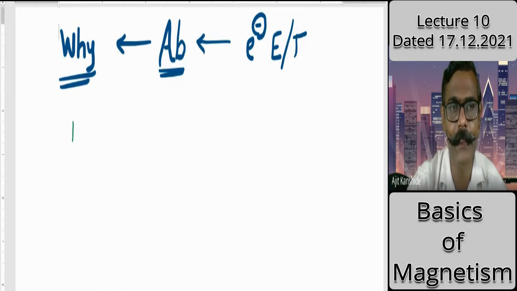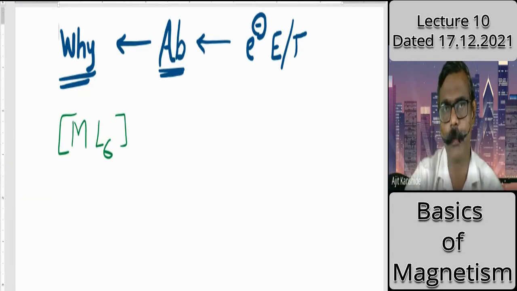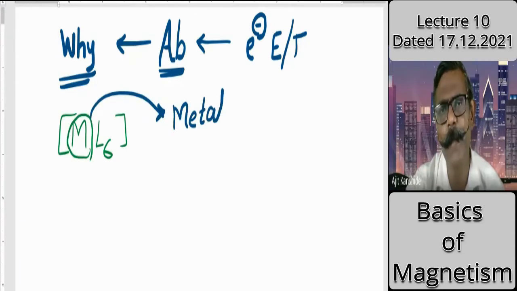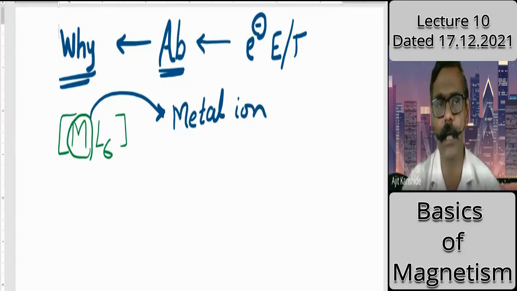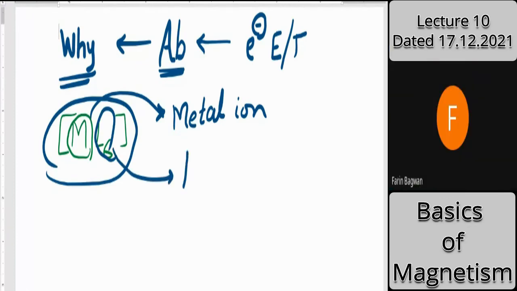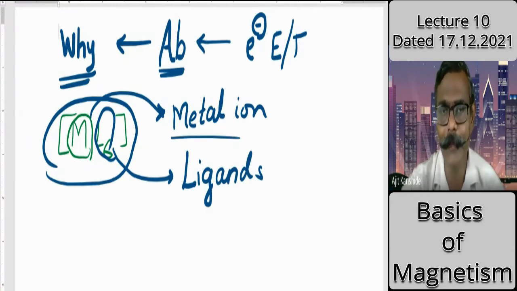If I consider a coordination compound, say ML6, in general, don't get confused. Two parts are there. A coordination compound is with two parts. What is the one part? Metal. Yes, metal ion, or generally you can say metal. Here, charges are not represented, but understand. And what's the other part? Ligand. Yes, ligands are there. So metal ion and ligand.